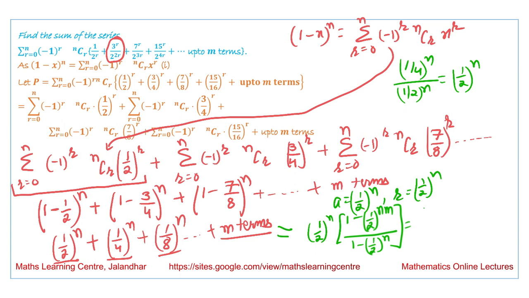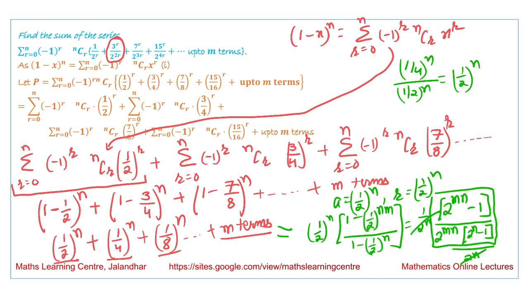And on solving this, we will obtain (1/2^n) into (2^(mn) - 1) divided by 2^(mn) into (2^n - 1), divided by 2^n. So this 2^n gets cancelled, and we are left with this answer. The answer we obtained is (2^(mn) - 1) over 2^(mn) into (2^n - 1).